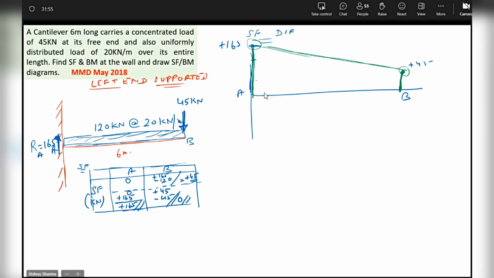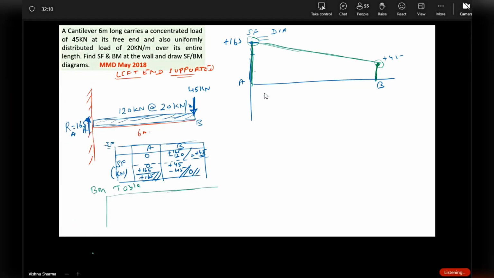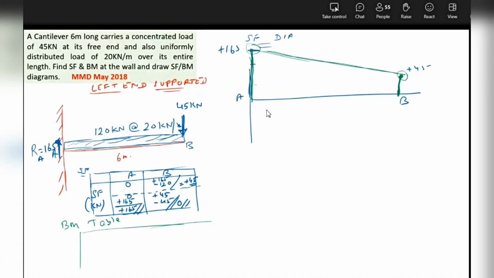Okay. Now, looking at the SF diagram, do you think there is a need to have an additional point for the BM table? Yes or no? Guys, is there a need to have an additional point? No, not crossing that. No, sir. Not required. Okay, not required.